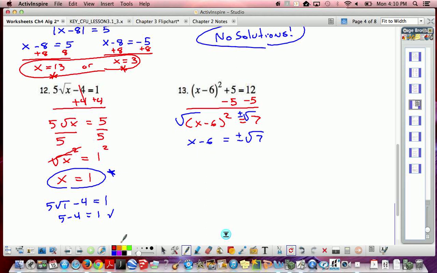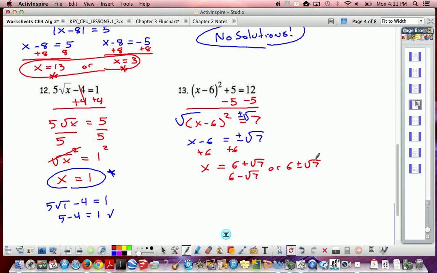So now I want to add 6 to both sides. So I get x equals 6 plus the square root of 7 and 6 minus the square root of 7. Or you could write it just by combining the answers together with the plus minus symbol.